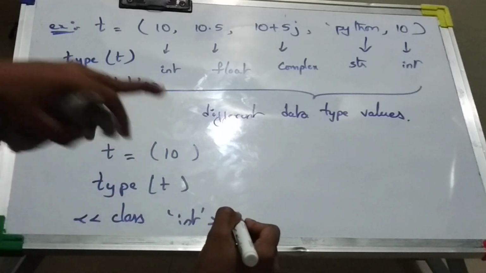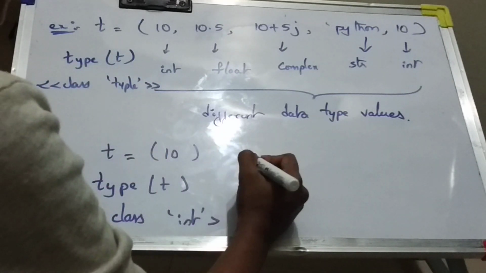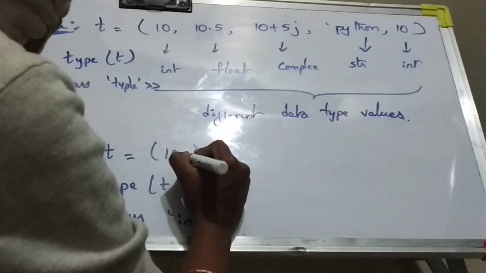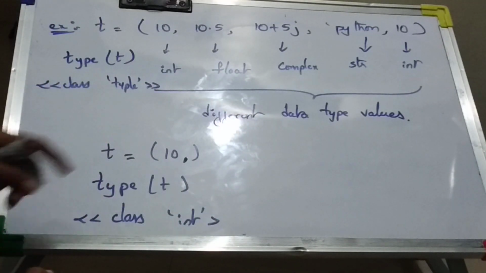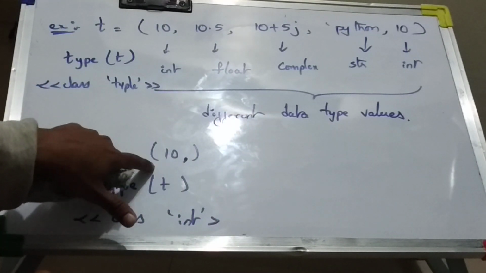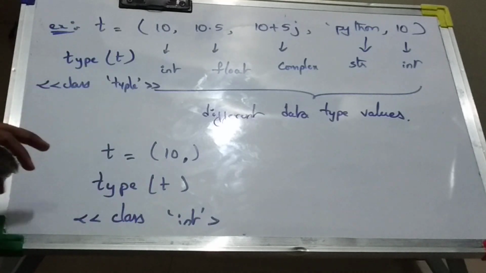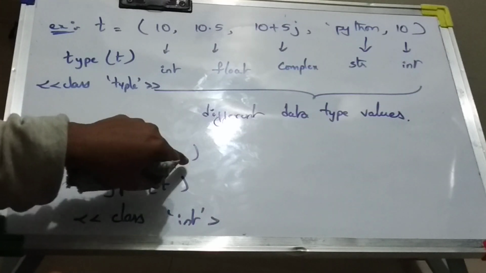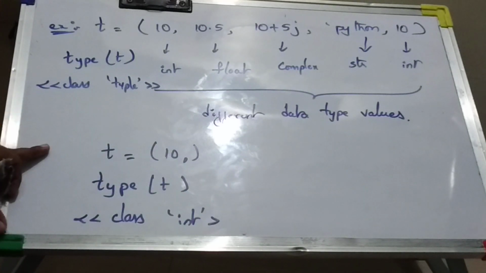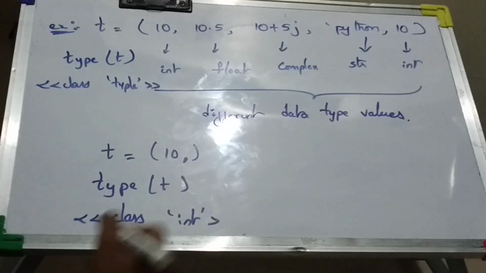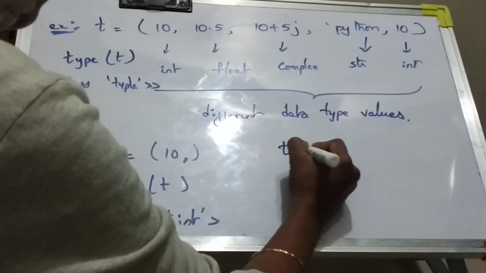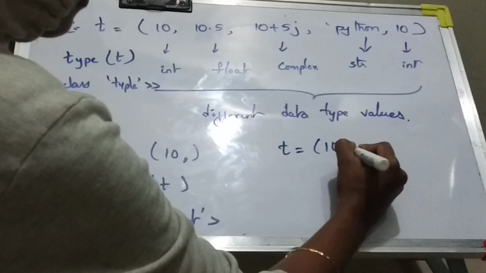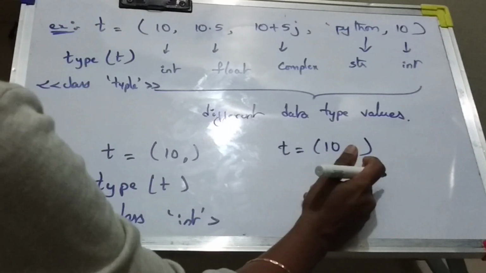For a tuple, we compulsorily should take the comma. If you take the comma, the Python virtual machine treats it as a tuple. Compulsory, we should take the comma. This is an interview question also: how to recognize a single value in a tuple? T is equal to 10 comma. This is the tuple.